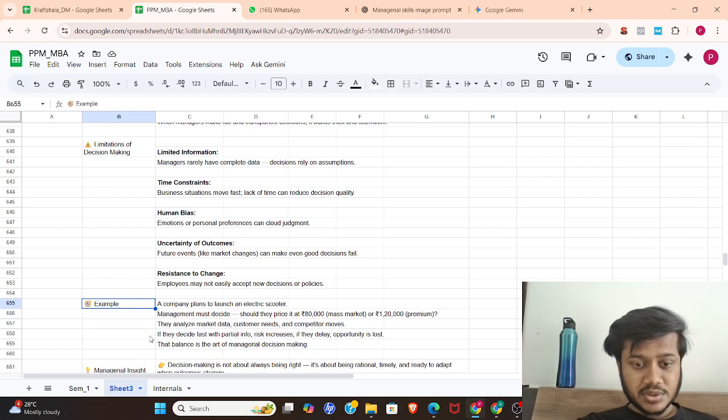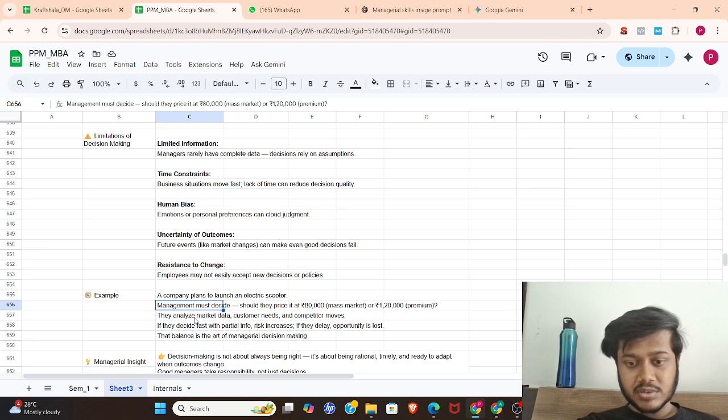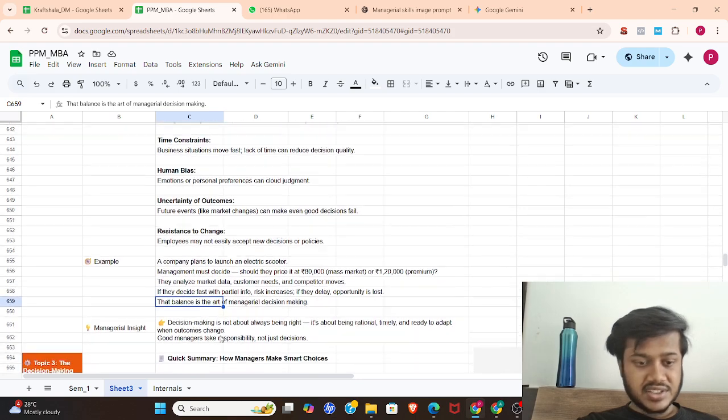Example: a company plans to launch an electric scooter. Management must decide whether to price it at 80,000 or 1,20,000. They analyze market data, consumer needs, and competitor moves. If they decide fast with partial information, risk increases. If they delay, opportunity is lost. That balance is the art of managerial decision making.